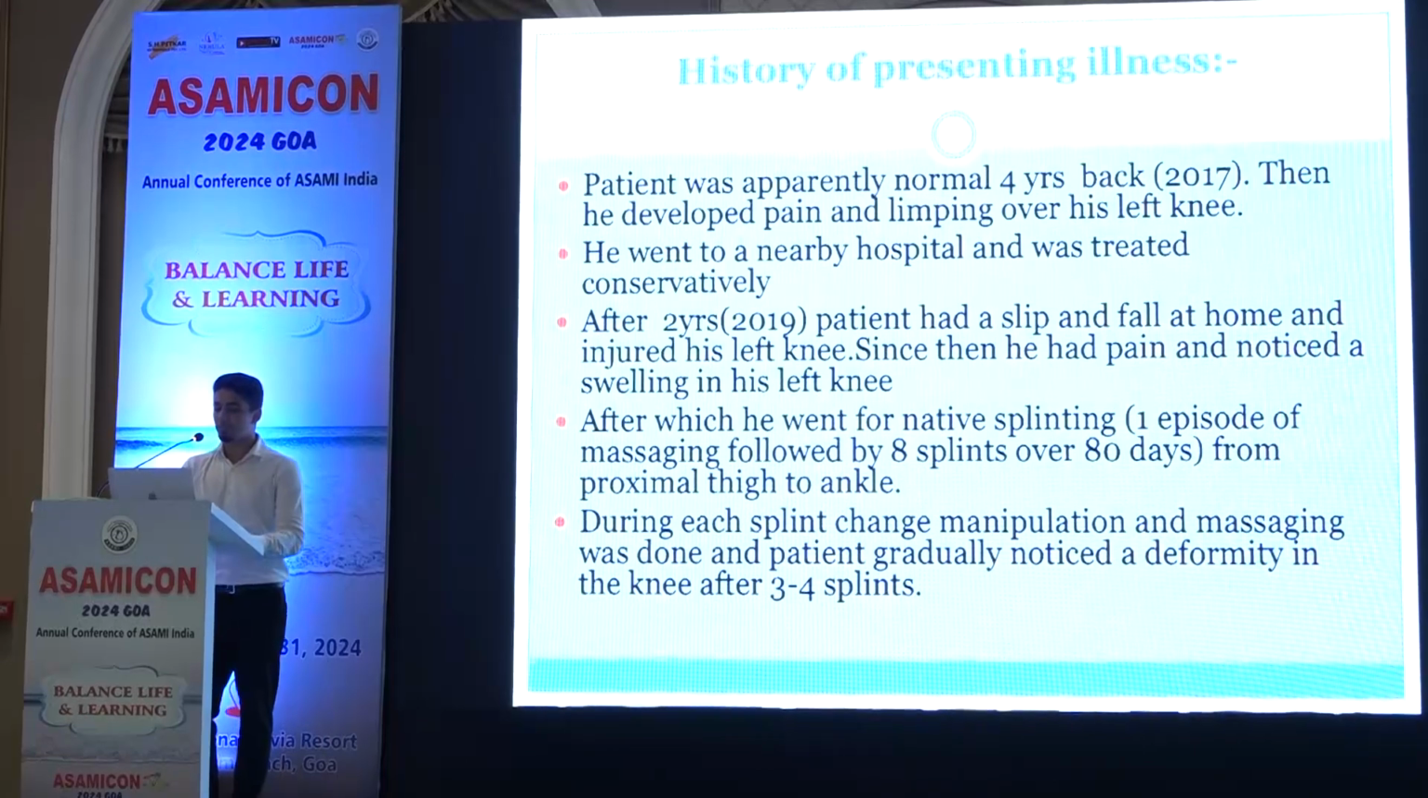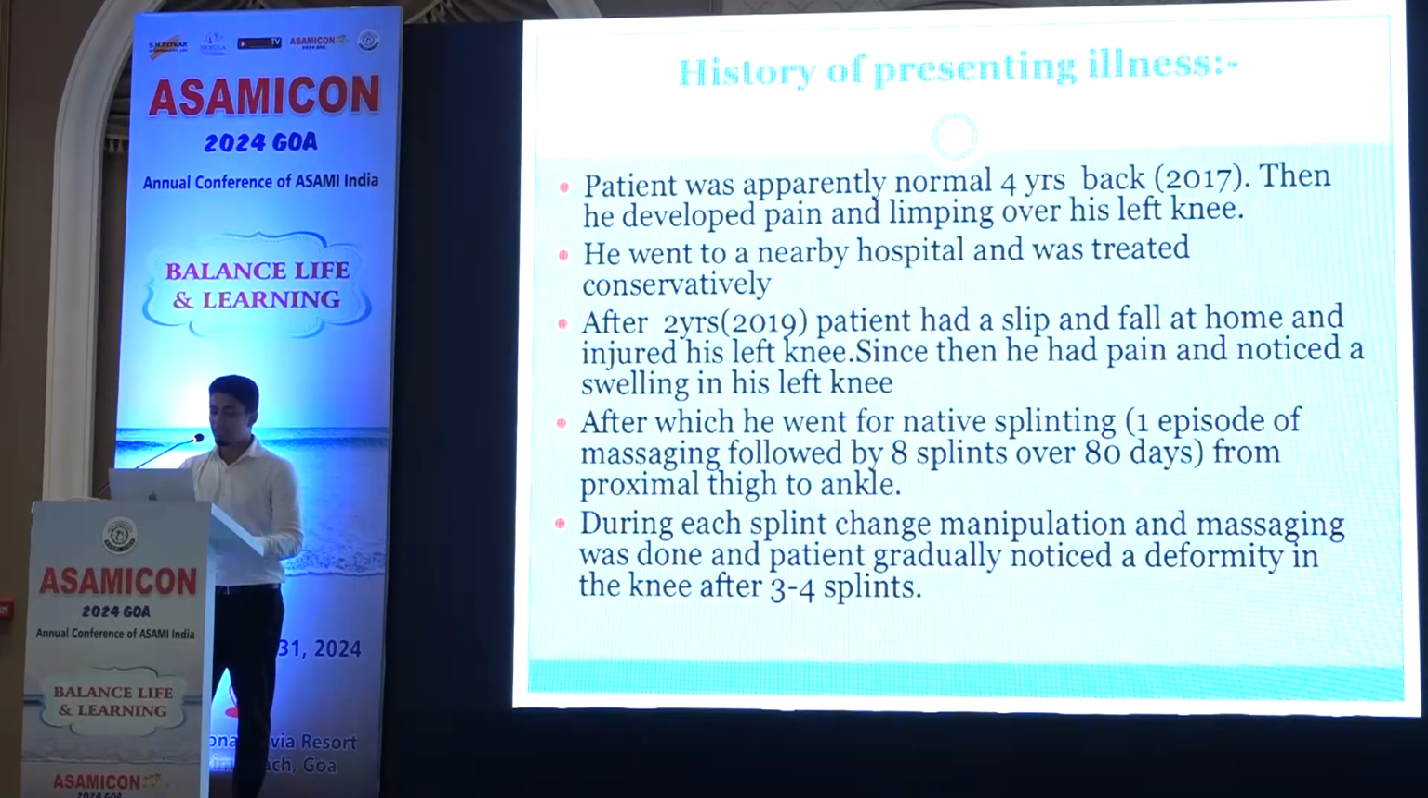Patient was apparently normal 4 years back when he developed pain and limping over his left knee. He went to a nearby hospital and was treated conservatively. After 2 years, the patient had a slip and fall at home and injured his left knee. Since then, he had pain and noticed swelling in his left knee, after which he went for native splinting, 1 episode of massaging followed by 8 splints over 80 days from the proximal thigh to the ankle.